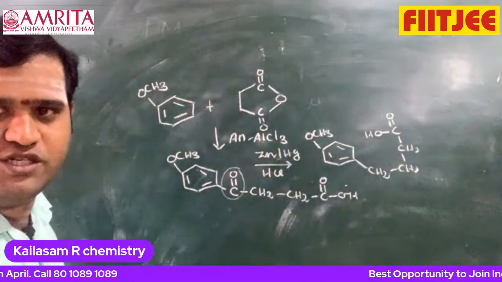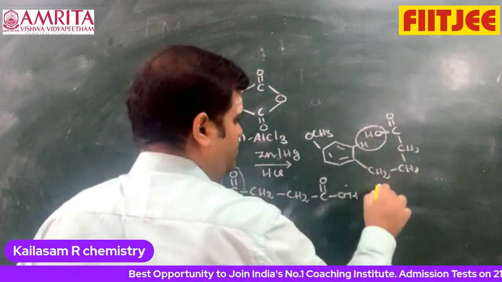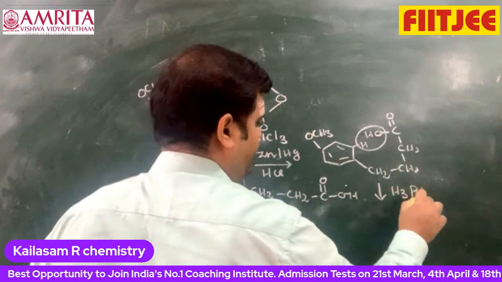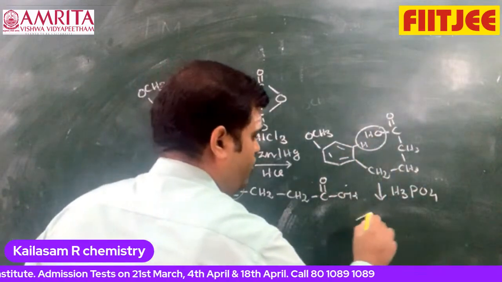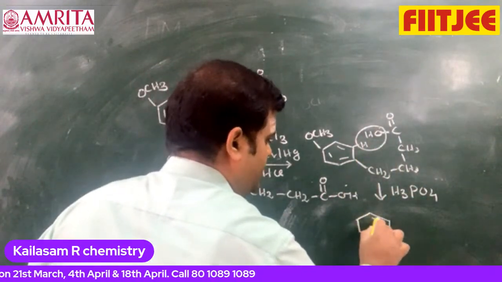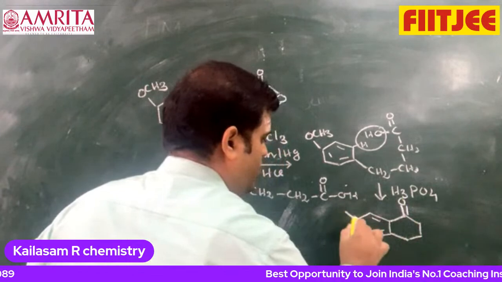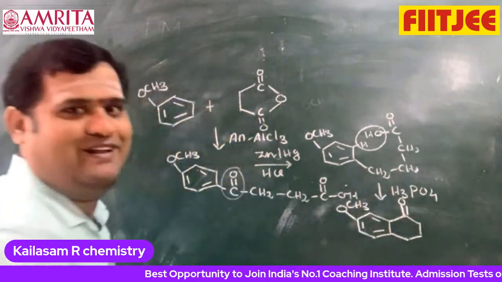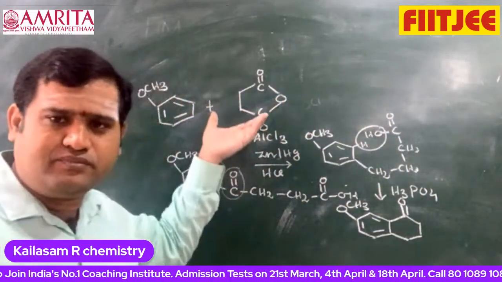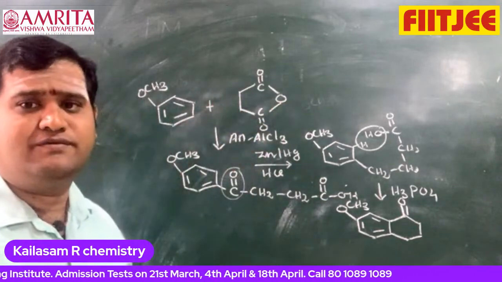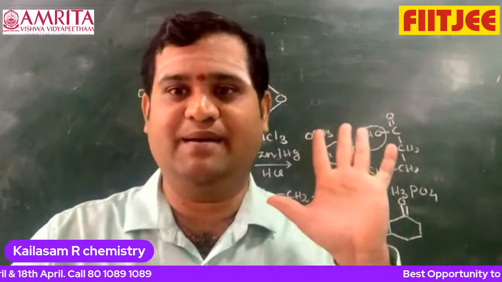Now again, if I am going to use concentrated H3PO4, what is going to happen? Here H is there, the water molecule is removed by using H3PO4. Cyclization takes place at the 1, 2, 3, 4, 5, 6 number carbon. I am going to get C double bond O with OCH3. That's all. This is what is expected in the examination. Succinic anhydride, an example of Friedel-Crafts acylation, zinc amalgam, cyclization. So these types of questions you may expect in the JEE Mains examination.